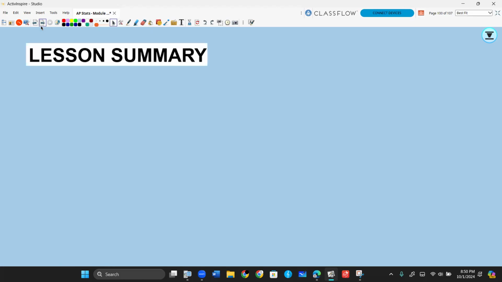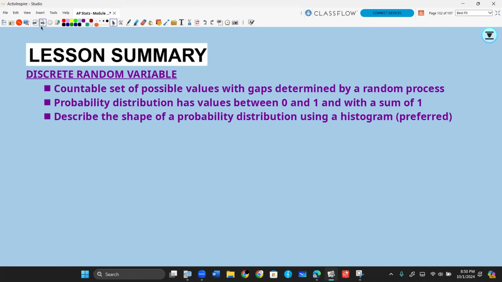All right, let's go ahead and summarize this. A discrete random variable is a countable set of possible numbers with gaps between them. The probabilities should add to 1 and each be between 0 and 1. And we're going to be asked to describe the shape of the probability distribution using a histogram, which is usually the preferred graph to use.